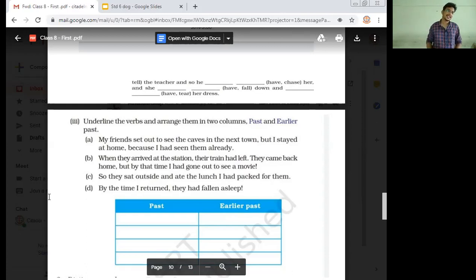Moving into the last sentence. By the time I returned, they had fallen asleep. Returned, simple past tense. Had fallen, earlier past. So I hope you understood about simple past tense and past perfect. In other words, past and earlier past. So we are moving into another activity, another section.